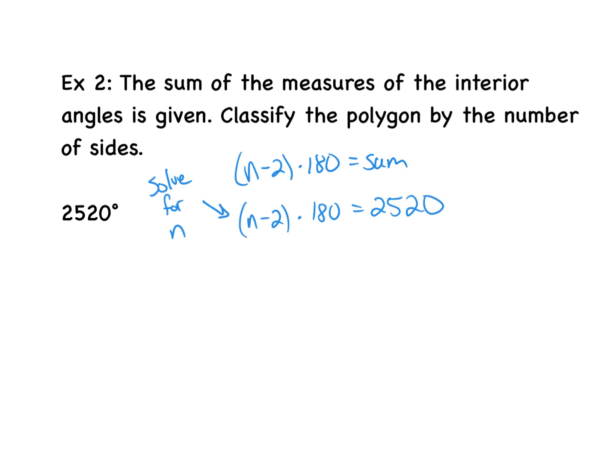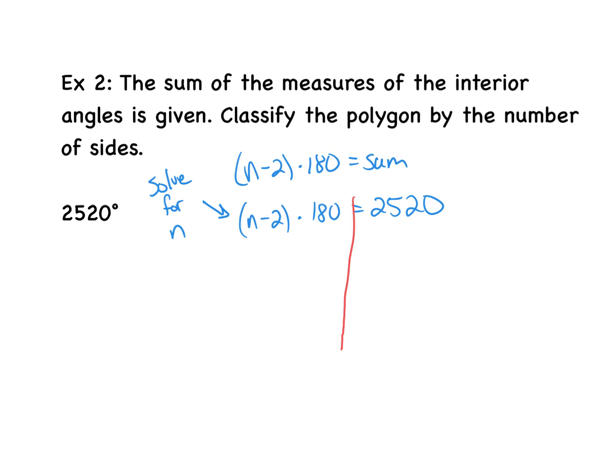Meaning I need to get n completely by itself. So draw my line. I always want to move the number first that's not directly connected with n, the one farthest from it. So which number do I need to move away first? 180. Does anybody know how we're going to move that 180 to the other side?